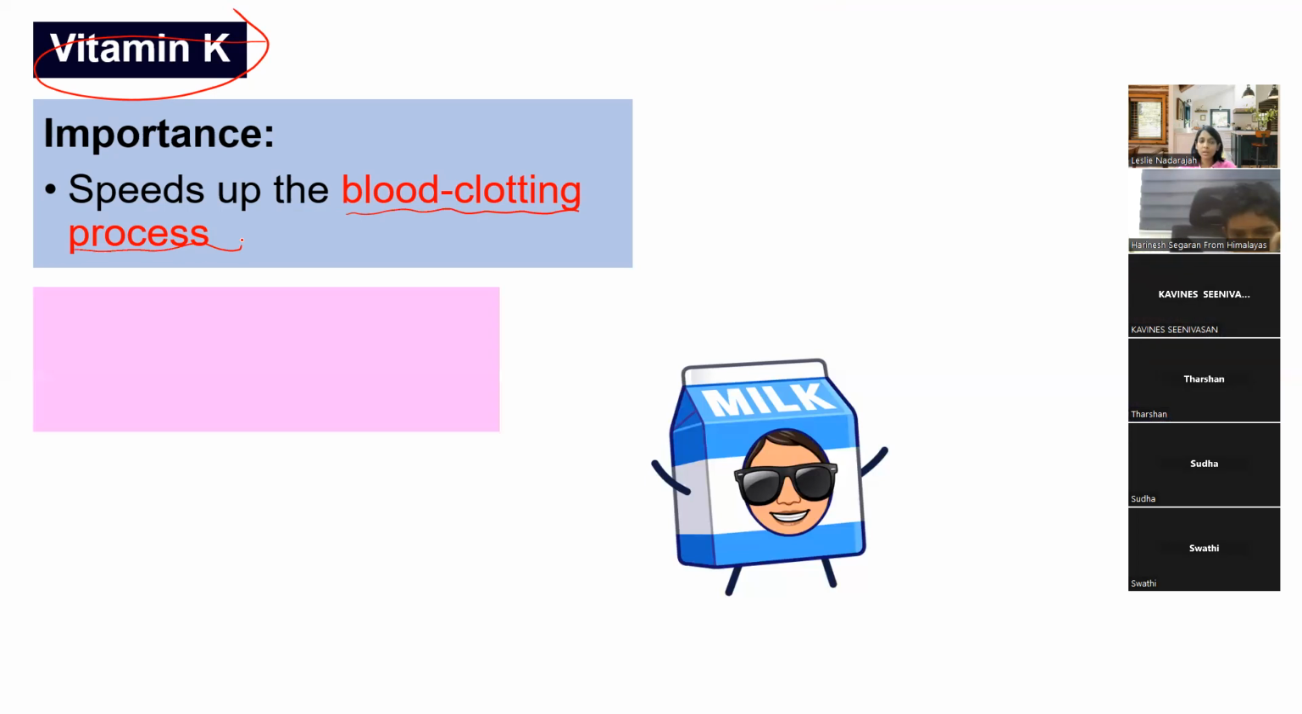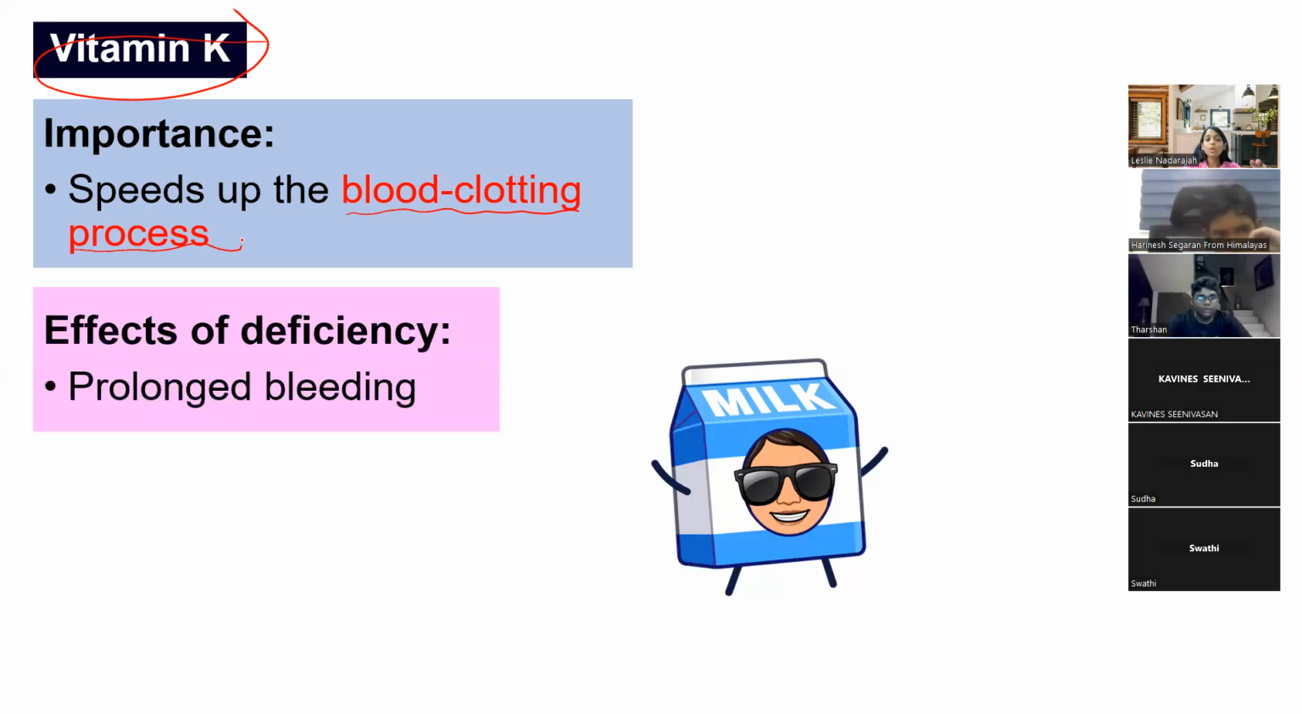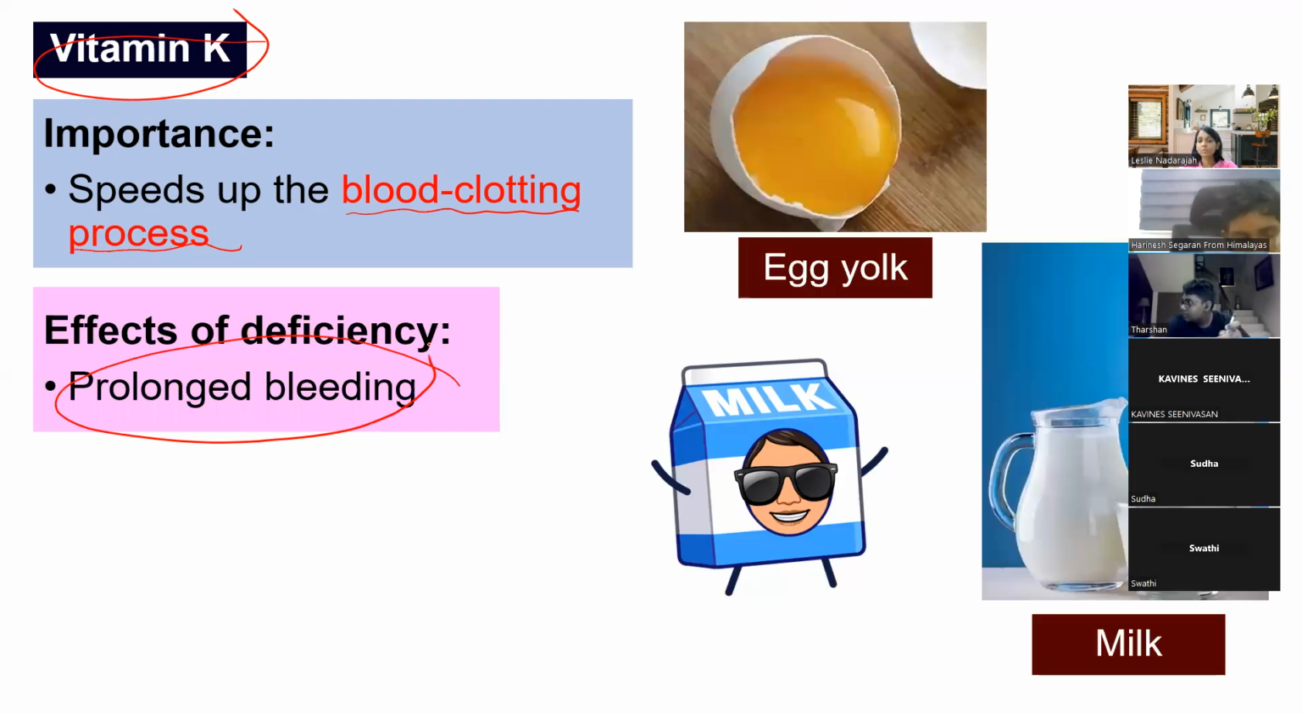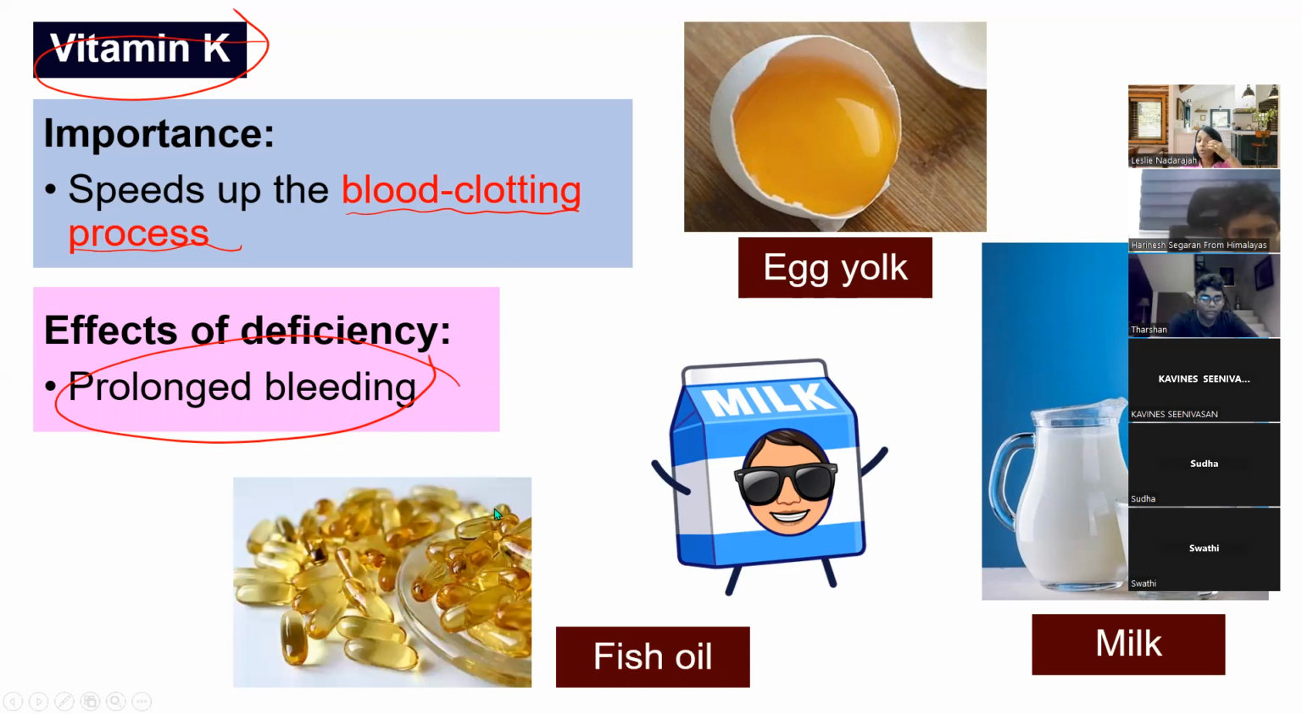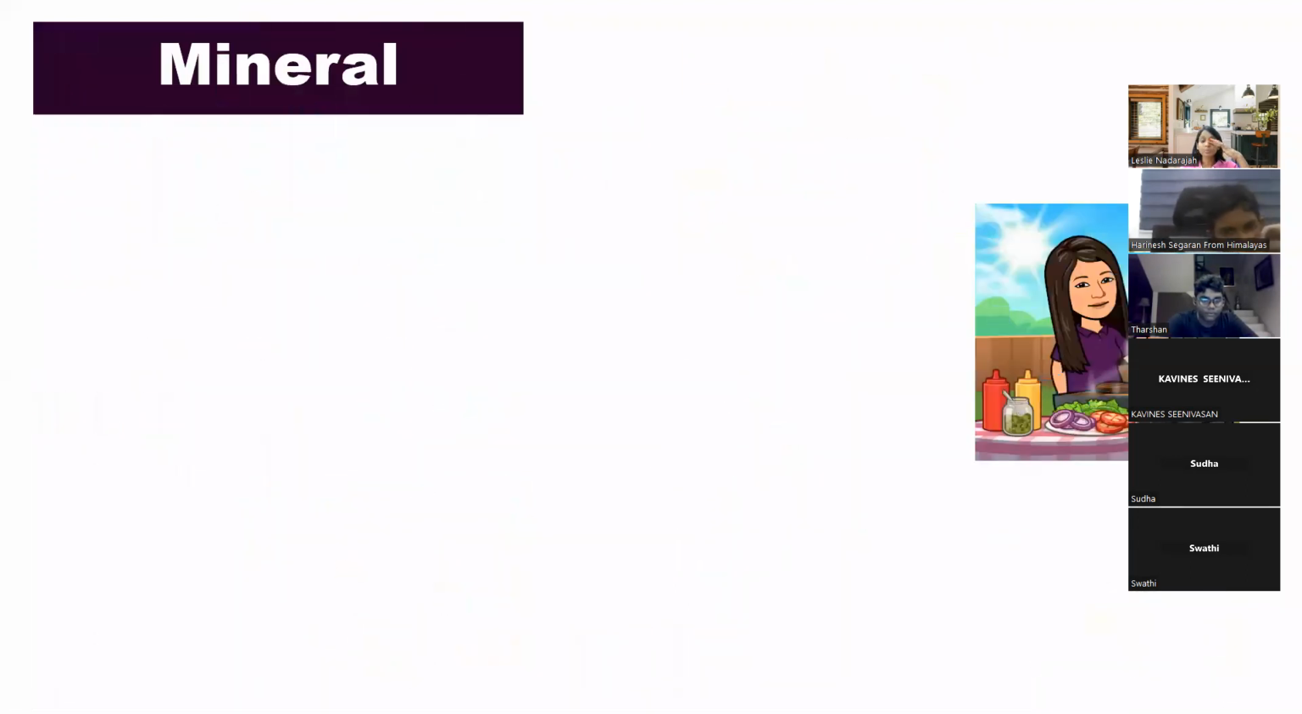So take note, all these are important. If you have prolonged bleeding, it will affect you very badly. You don't have enough blood in your body. If you notice, egg is very important. Egg yolk here. So make it a practice, take more eggs. Fish oil also as well.